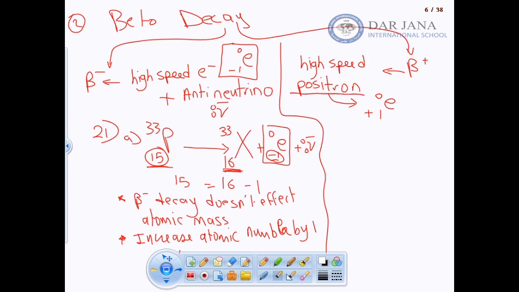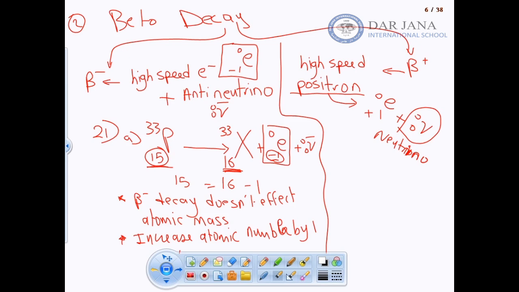The emission of positron is associated with the emission of what's called a neutrino. The neutrino is similar to the antineutrino. It's a particle, it has no mass, and it has no charge.